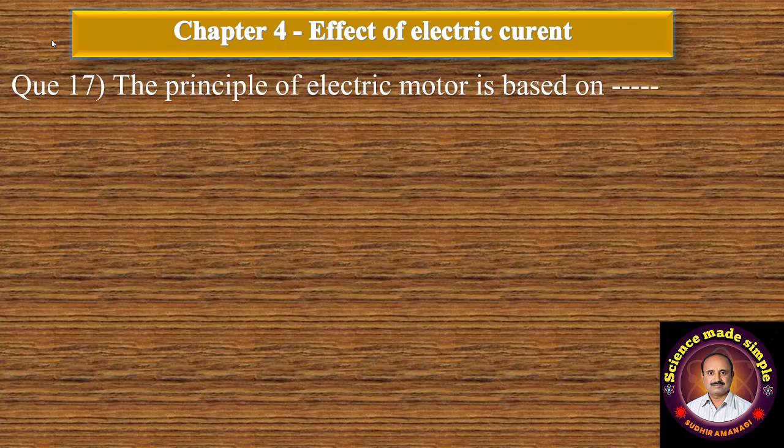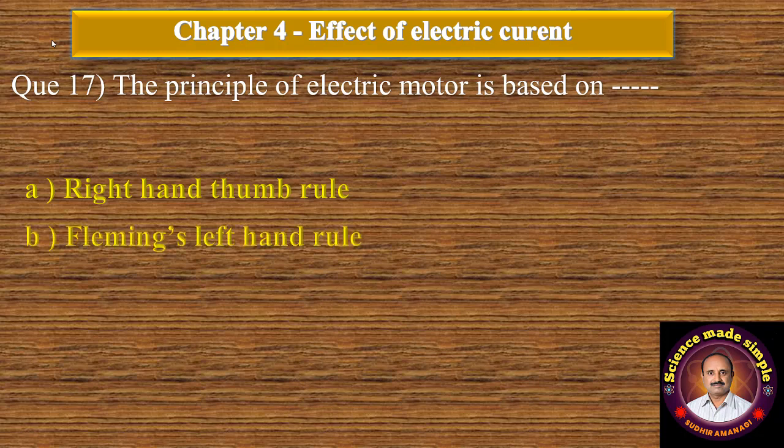Question number 17. The principle of electric motor is based on dash dash. A option, right hand thumb rule. B, Fleming's left hand rule. C, Fleming's right hand rule. And D, Ohm's law. Correct answer is that option B, Fleming's left hand rule.